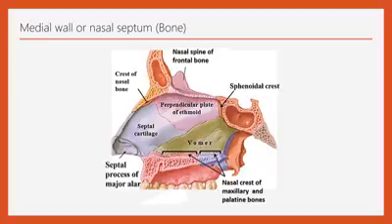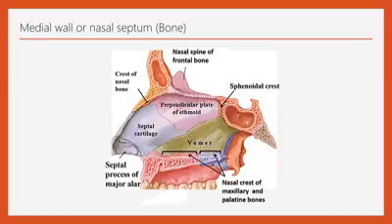Apart from this, there are also some other bones. They are known as the accessory bones. In the above and in front, the nasal spine of the frontal bone, and in the above and behind, there is the sphenoidal crest of the rostrum, and in the below part, there is the palatine process of the maxilla.